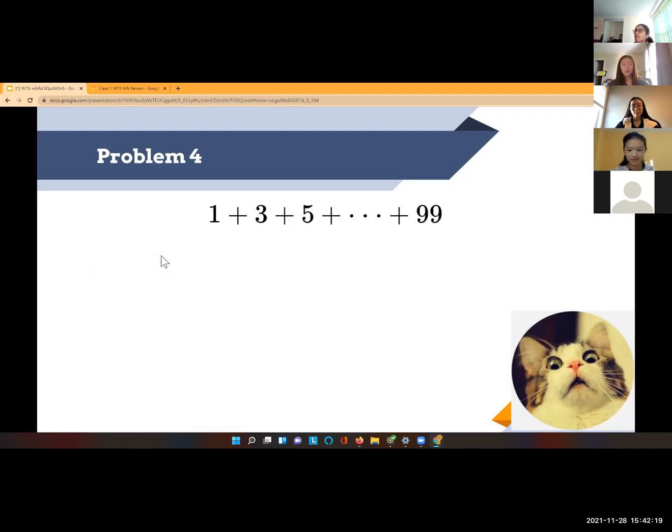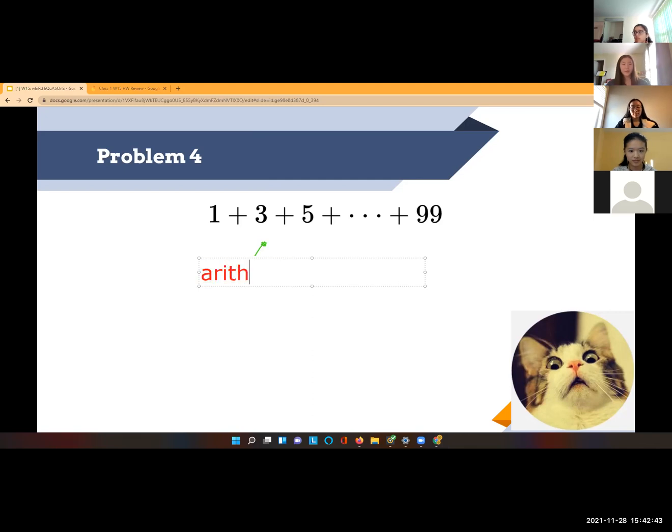Okay, so the fourth problem is we are trying to find the sum of this long sequence. So it's 1 plus 3 plus 5 plus 7, and so on. It's starting from 1, and the common difference is 2. So we're adding 2 each time to get the next term.